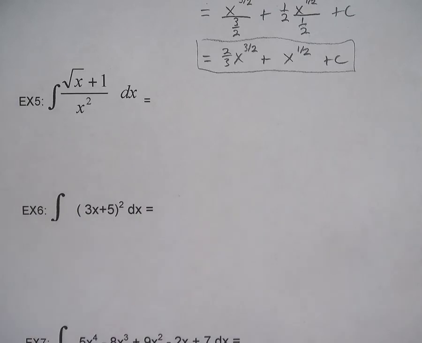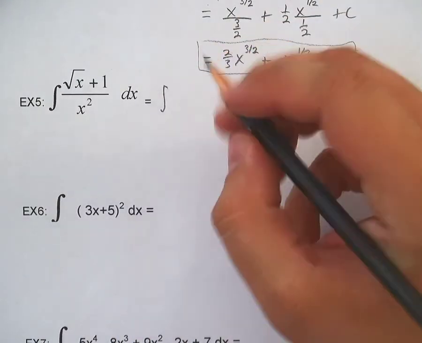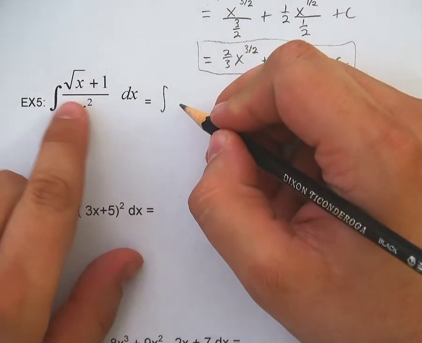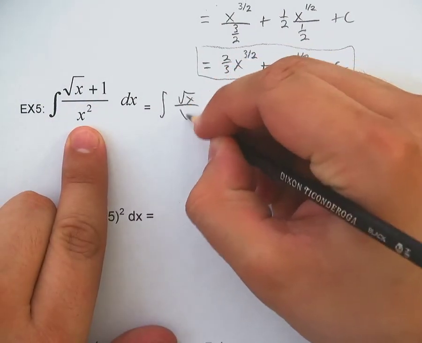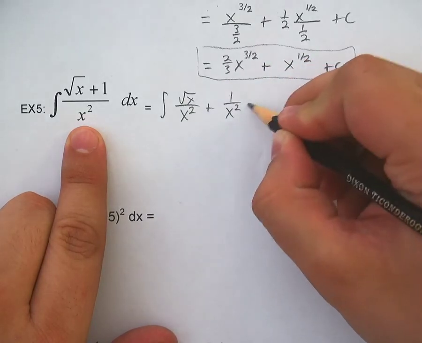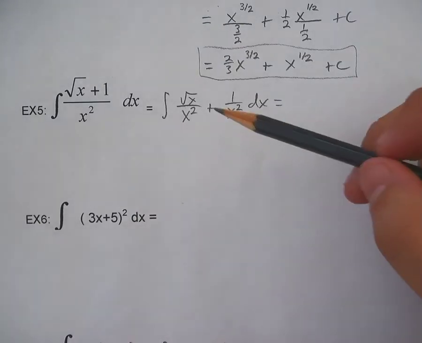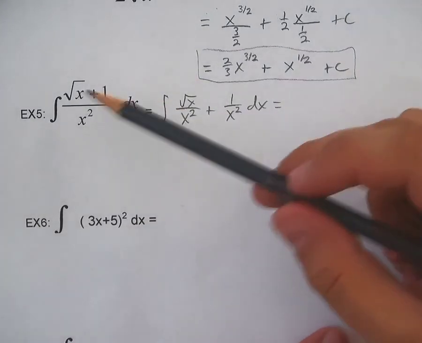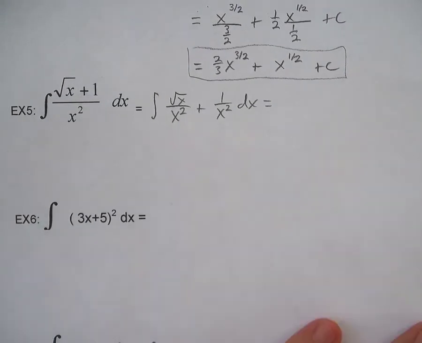Example 5. Go ahead and write it down. Anytime possible, I want to try and split this thing up. So I'm going to call this the integral. What if we split this thing into the square root of x over x squared plus 1 over x squared? That way, I'm dealing with just power rules. I don't want to deal with quotient rules. Those are messy, but we'll get to them later.